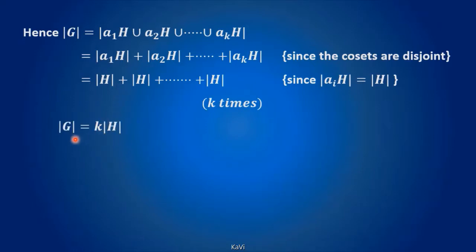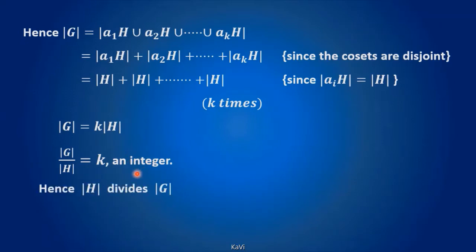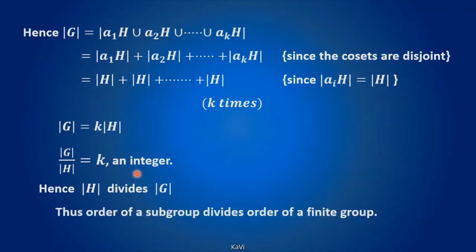So order of G or modulus of G is equal to K into modulus of H. So order of G divided by order of H is equal to K, a positive integer. Hence, order of H divides order of G. That is, the order of a subgroup divides the order of a finite group.